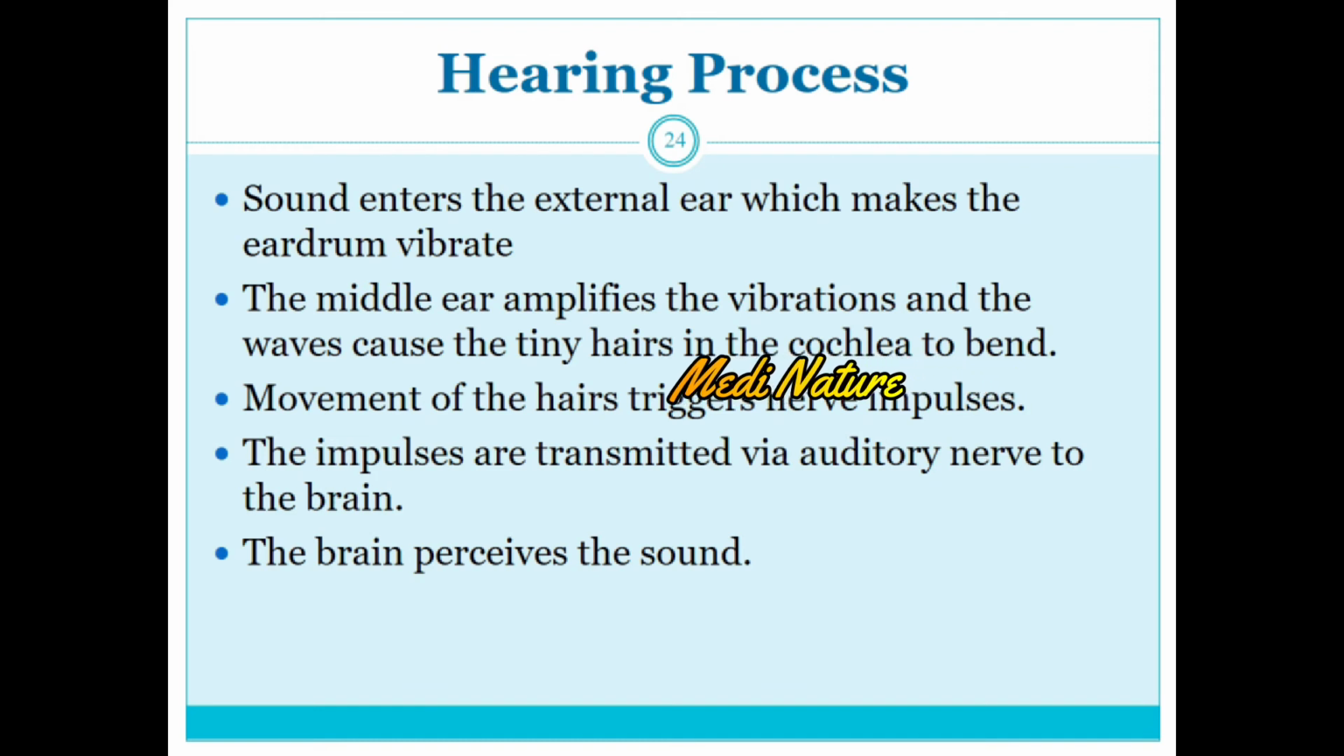In the cochlea, there are some tiny hairs. Due to these vibrations, these tiny hairs start to move. These movements trigger nerve impulses. These nerve impulses are then transmitted through the auditory nerve to the brain. The brain identifies these sounds and recognizes them.